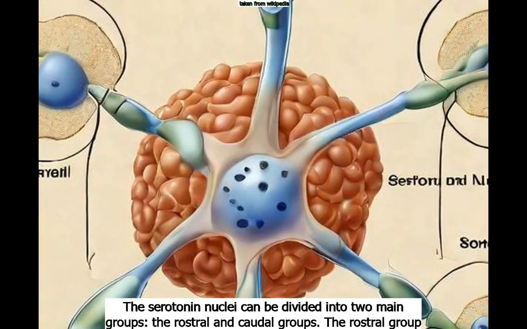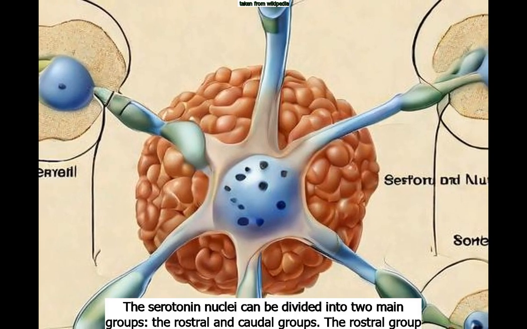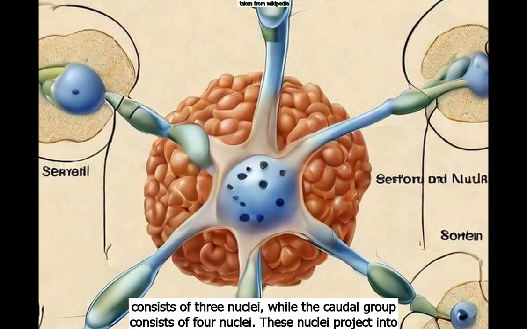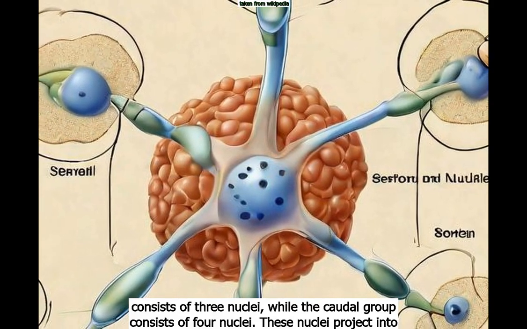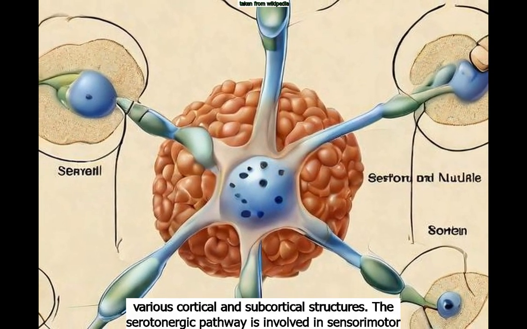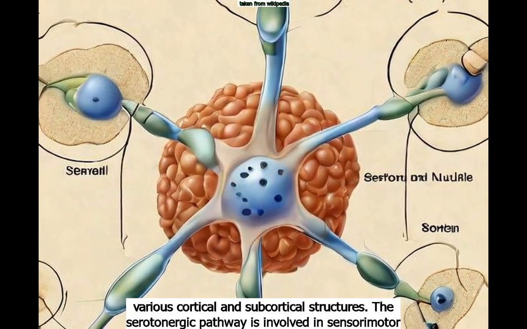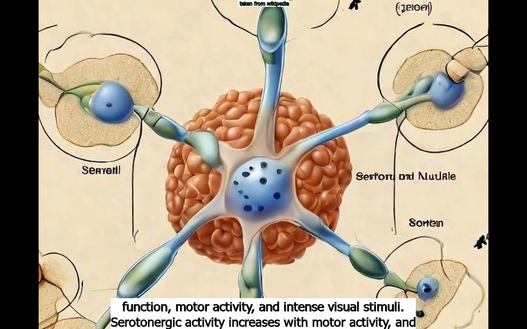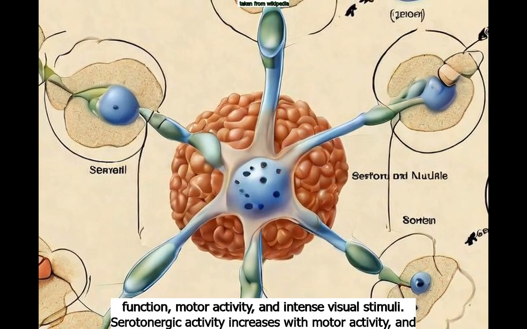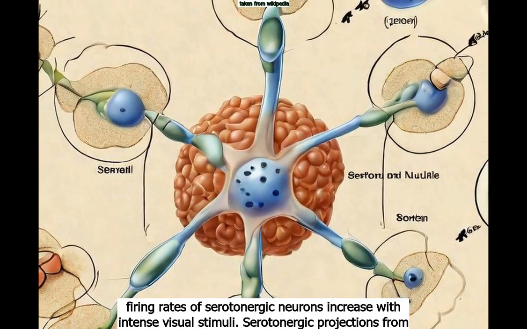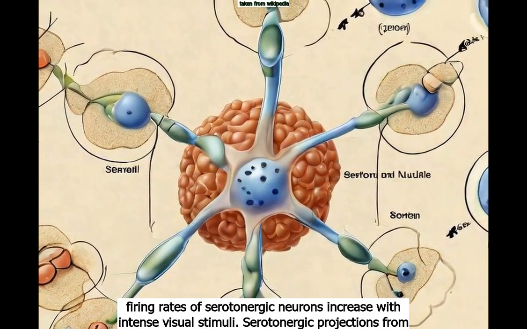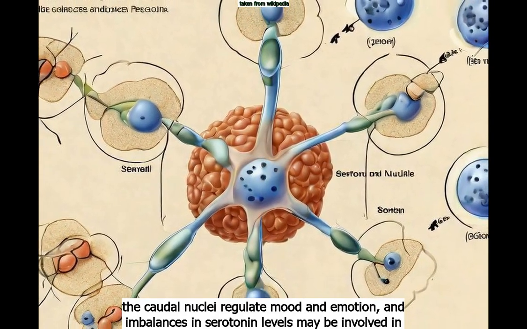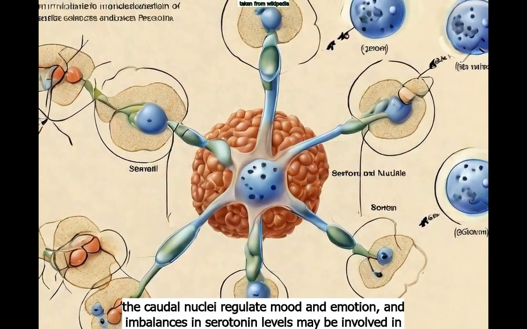The serotonin nuclei can be divided into 2 main groups, the rostral and caudal groups. The rostral group consists of 3 nuclei, while the caudal group consists of 4 nuclei. These nuclei project into various cortical and subcortical structures. The serotonergic pathway is involved in sensorimotor function, motor activity, and intense visual stimuli. Serotonergic activity increases with motor activity, and firing rates of serotonergic neurons increase with intense visual stimuli. Serotonergic projections from the caudal nuclei regulate mood and emotion.